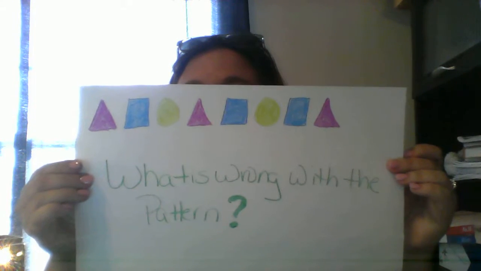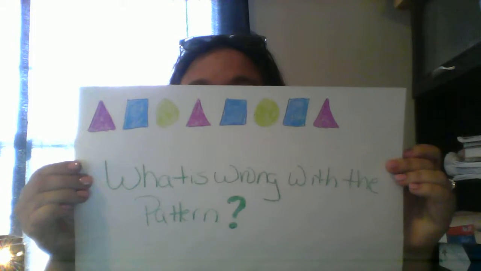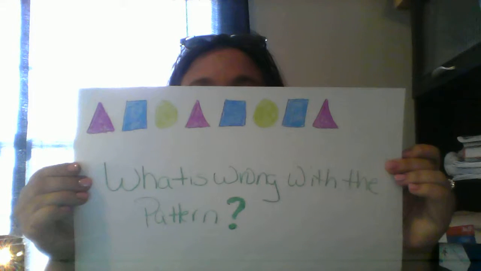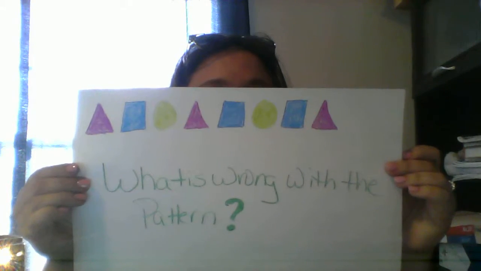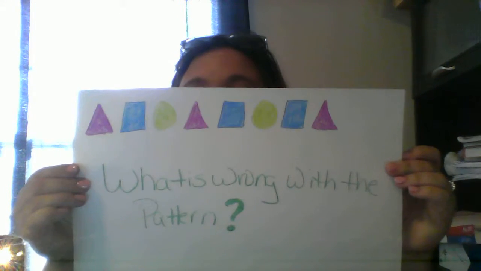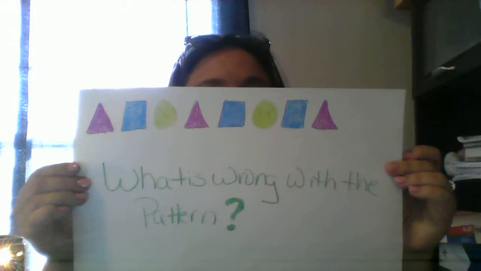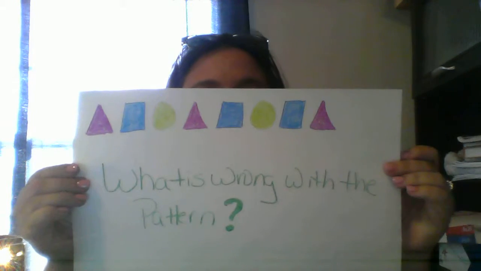Well, based on the first two sets, we know that a triangle, that's red, a blue square, and a circle, that's yellow, should then be followed by a triangle, that's red, which would come next, then a blue square, and then a circle, that's yellow. So what we see is that at the end, the pattern has been deviated from. A circle that's yellow should not be followed by a square that's blue. It should be followed by a red triangle. So we can definitely figure out what's wrong with this pattern by using the relationships that we know about the beginning part of the pattern.